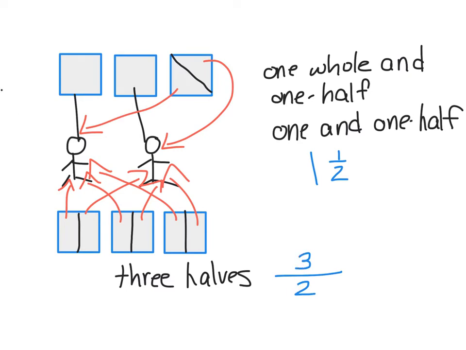Now these fractions look weird, don't they? Well, they are a little bit weird, and they have special names because they do look weird. So 1 and 1/2 is actually called a mixed number because there's a mix of numbers here, right? It's a mix of a whole number and a fraction, 1/2. That's why it's called a mixed number.